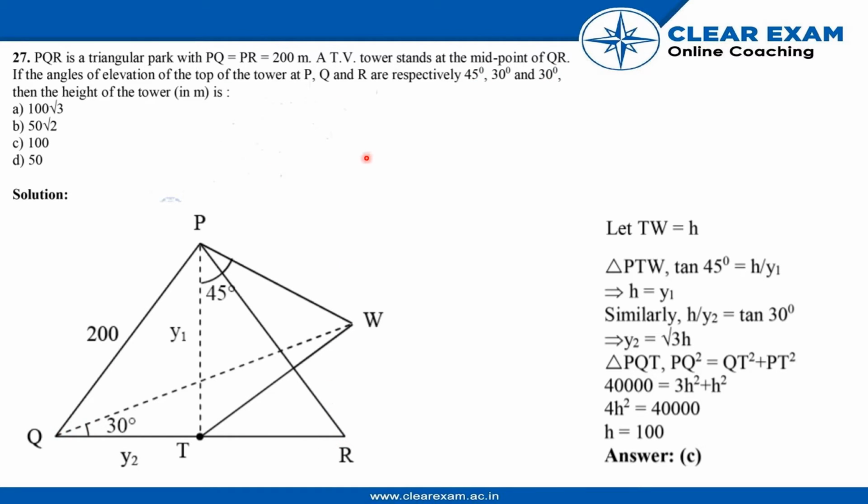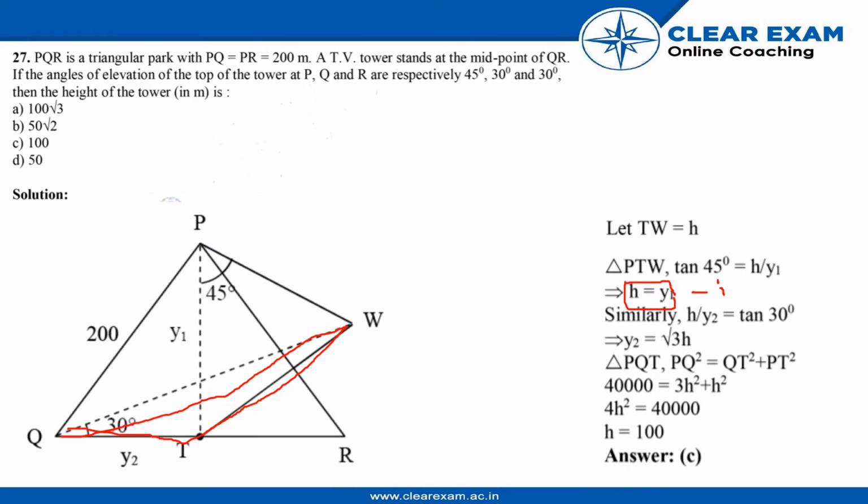Now for the solution of this problem, first we'll consider the triangle PTW. In PTW, tan 45 is equal to TW upon TP. Assume TW to be H and PT to be Y1. So tan 45 is equal to H upon Y1. We have the value of tan 45 as 1, so by cross multiplying we get H equal to Y1. Remember it.